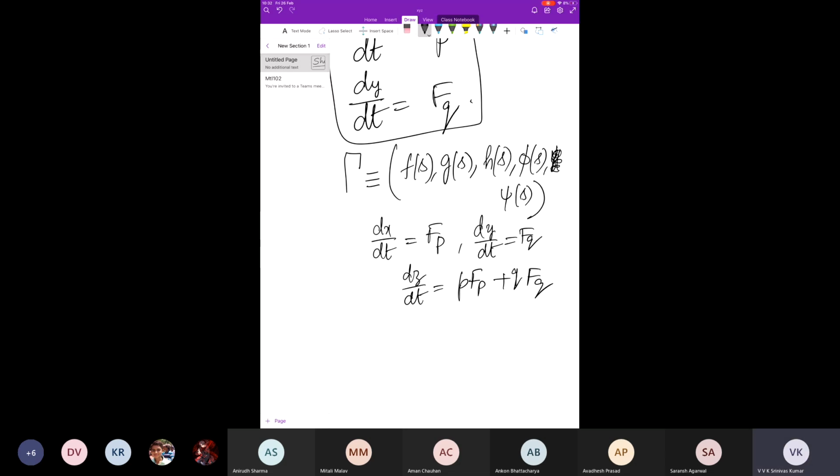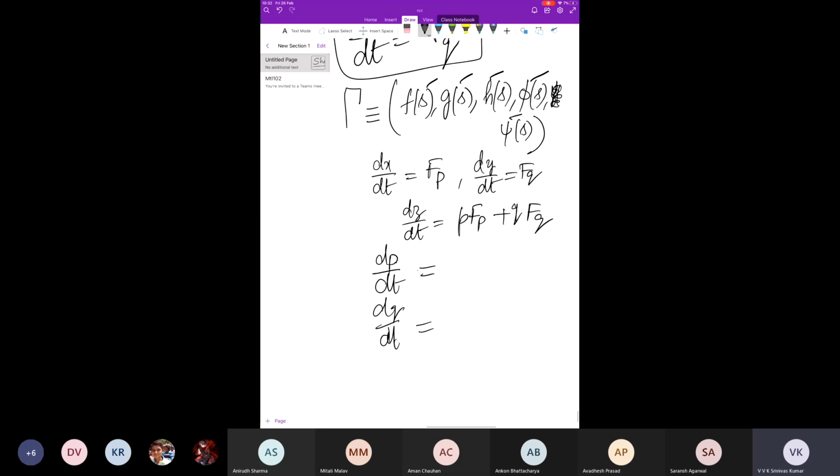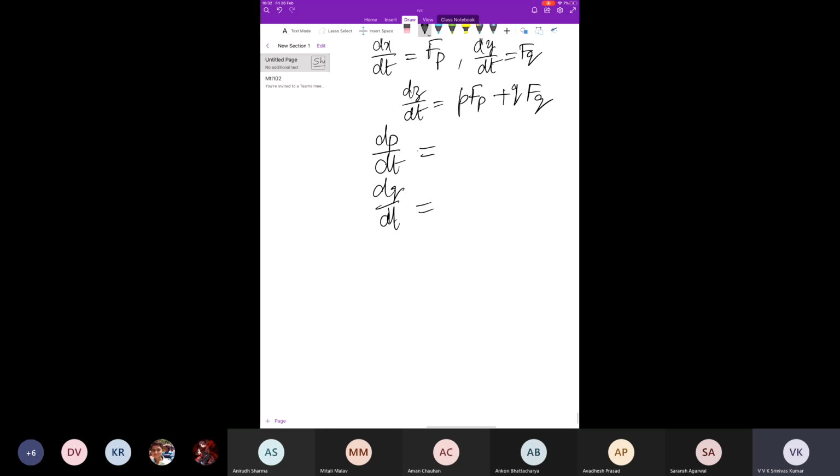Okay, we need two more equations, dp upon dt and dq upon dt. So five equations. We need also five initial conditions. So initially it should be five: fs, gs, and hs, and we need something for p also, something for q also. So that's why we have to find out what these phi s and psi s are.